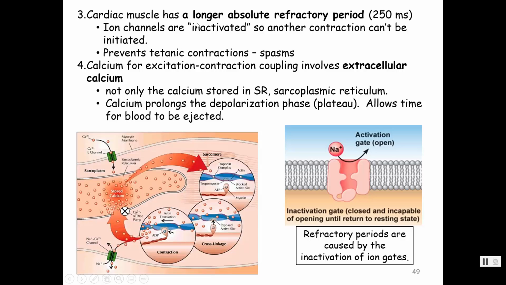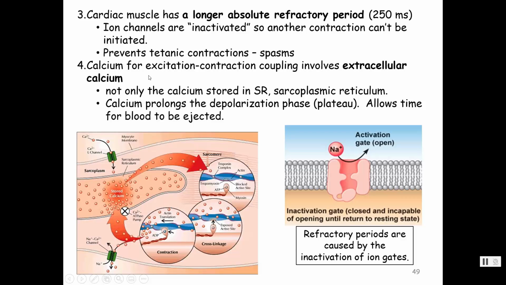Cardiac muscle has a longer absolute refractory period. We're still talking milliseconds, but their ion channels are going to go into an inactivated state. That means when they're in an inactivated state, no matter what happens, that gate is not going to open. Think about it. You've all had muscle cramps in your skeletal muscles at some time in your life. What we don't want, the heart can't have a cramp. Okay? We can't have tetanic contractions. We can't have maximum muscle contraction of the heart where it just stays there. And so that's the purpose of that longer absolute refractory period.